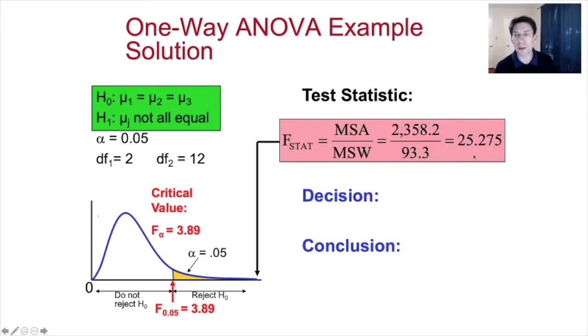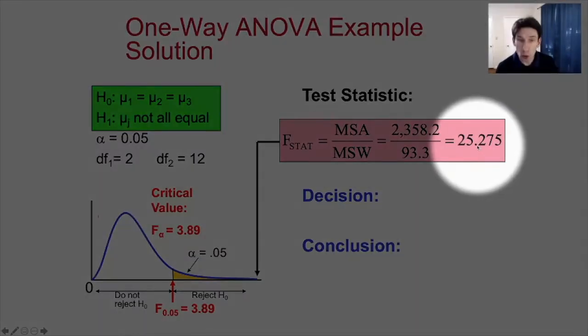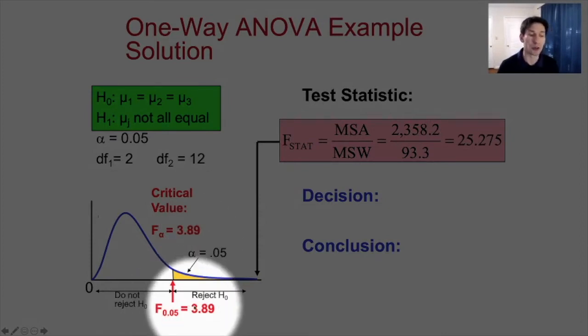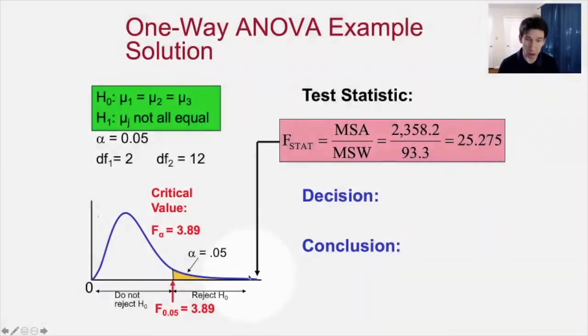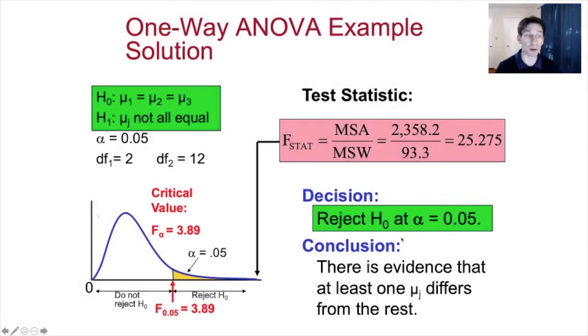And so what do we do? We compare our test statistic 25 to the critical value 3.89. Well, it's way, way, way larger, therefore we can reject. So our decision is that we reject H0 at alpha equals 5%. And so the conclusion is that we do have enough evidence to say that at least one of these groups has a mu that is different from the rest.